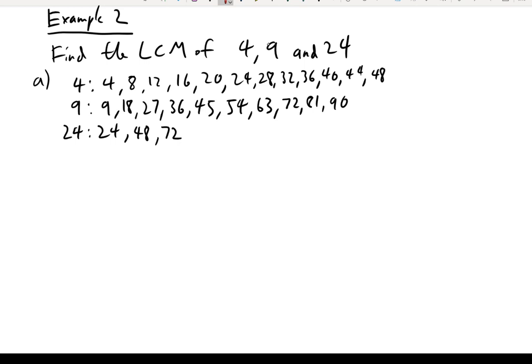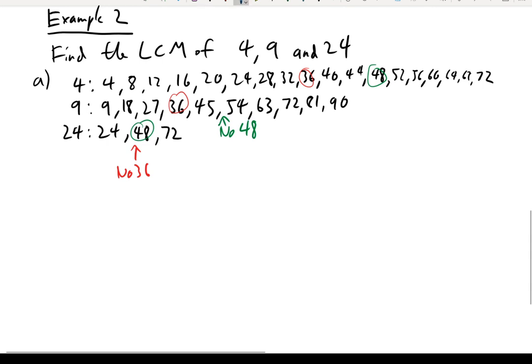Yeah, for 4 and 9, it's going to be 36. But there is no 36 in the 24 list, so we have to go higher. Now you would realize that there is also 48 and 48 here, but no 48 for the 9. So we have to continue. What's after 48? We have 52, and then 56, 60, 64, 68, and then 72. So this is the correct one now.